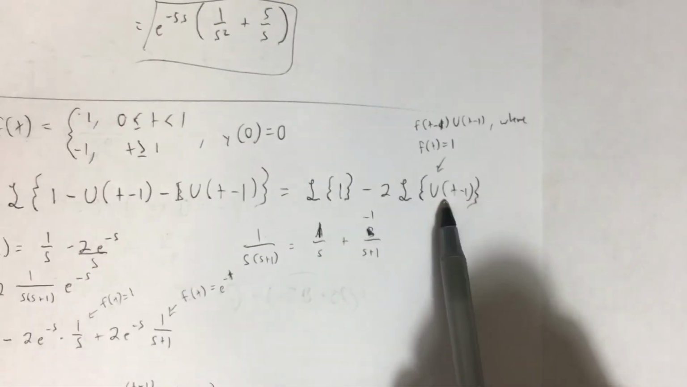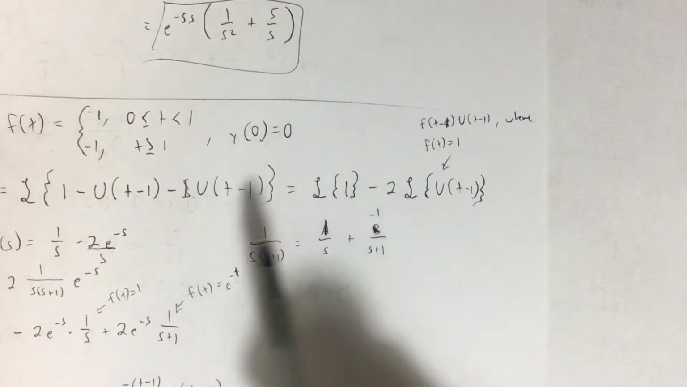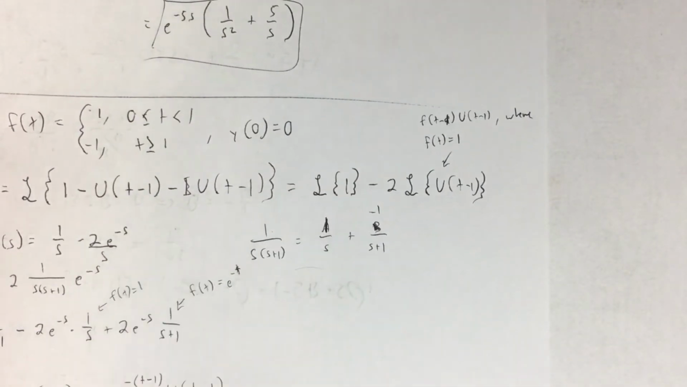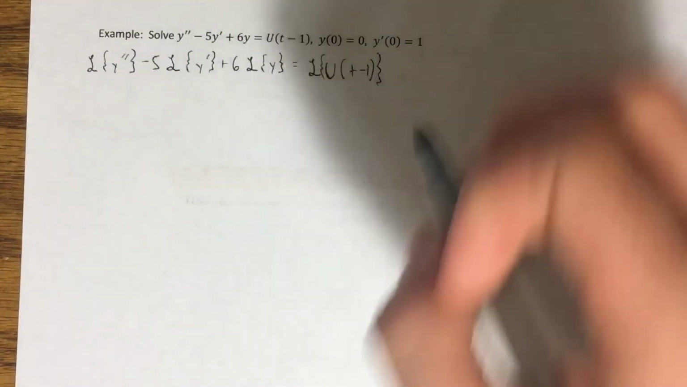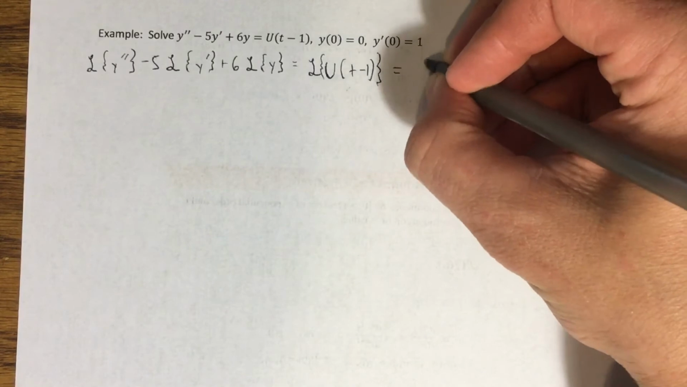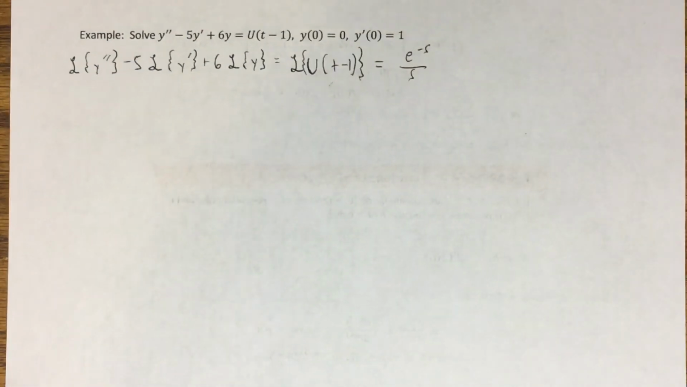Yeah, we did that here. So getting rid of that negative 2 there, we would have ended up with e to the negative s over s. So that's what we should be getting for this guy. This is equal to e to the negative s over s. Okay, just using a result we've already come up with.